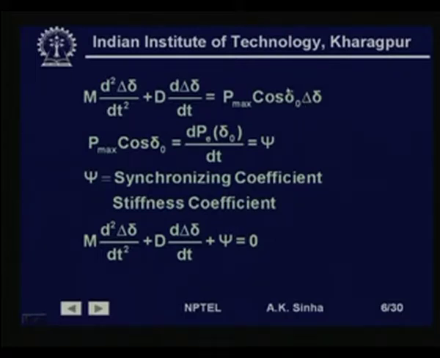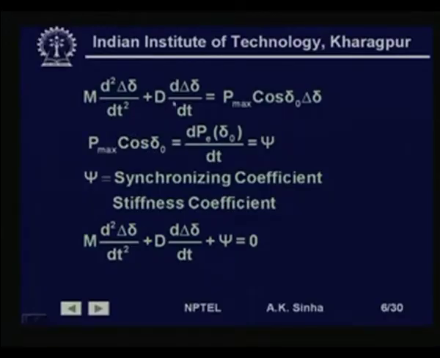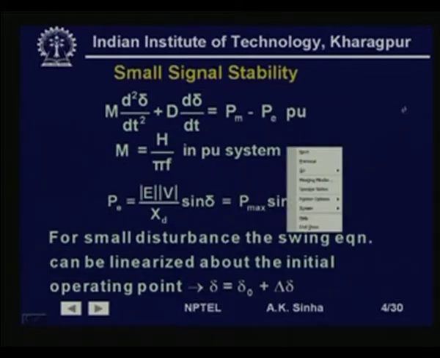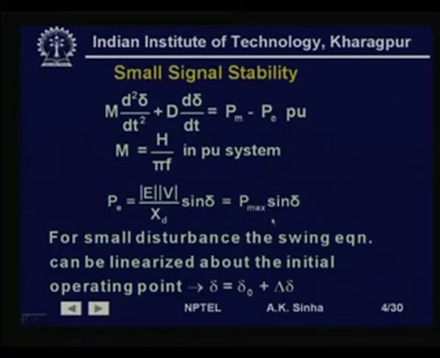So, this is the linearized expression for the swing equation, that is the linearized equation for the dynamics of the synchronous machine, or the rotor dynamics of the system. So, we normally write this Pmax cos delta 0. Actually, what is this Pmax cos delta 0? If we see this expression, Pe is equal to Pmax sine delta 0, and if we differentiate this, then we will get Pmax cos delta.